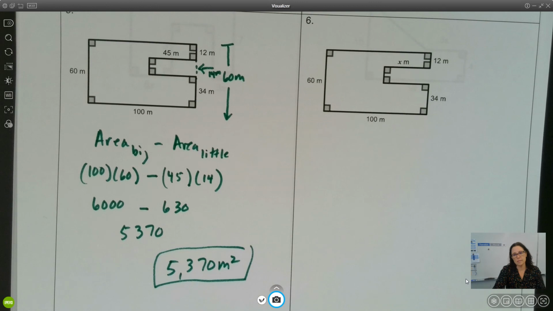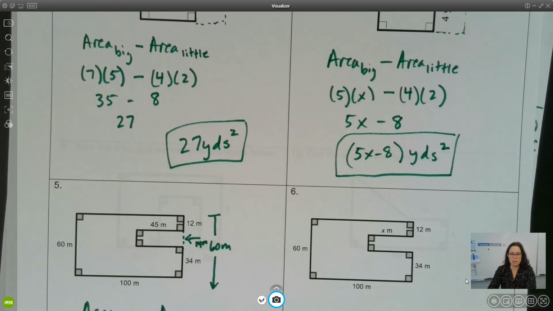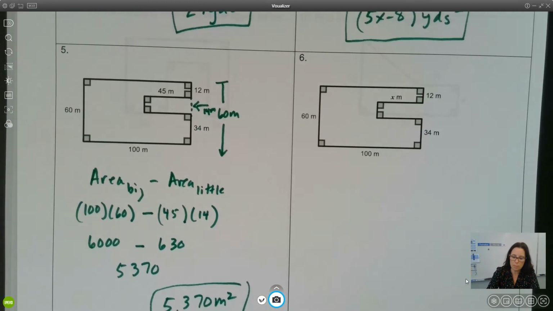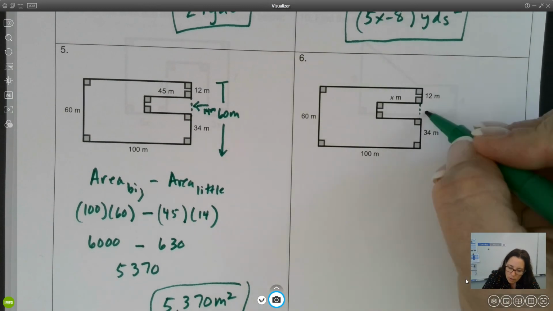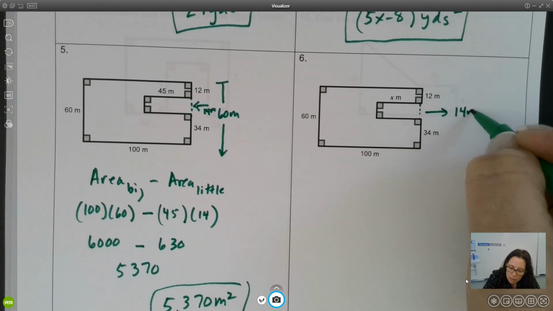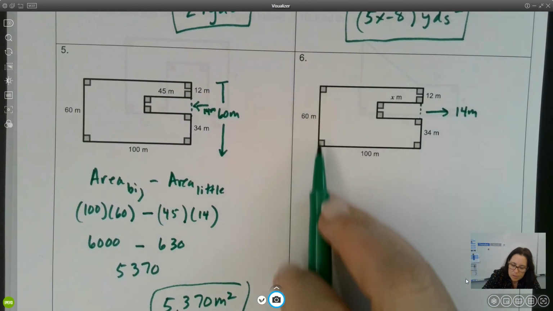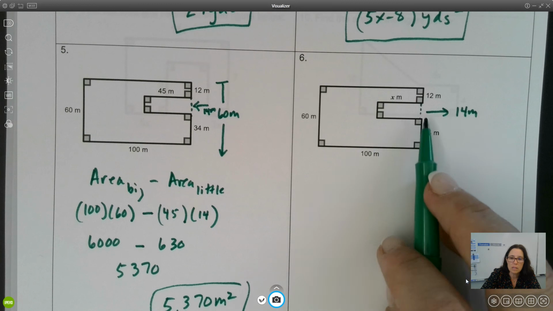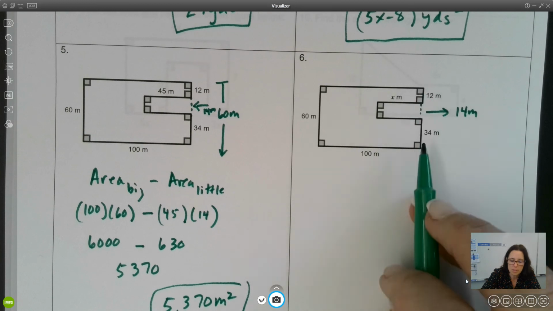Now it actually gets easier if you have an x. It's not as much to compute, as you would notice back up here. You didn't have to do anything more with this. Same thing will happen here. I'm looking at that little chunk there, and it's going to be the same thing. This little chunk right here is 14 meters because the whole thing is 60, and we've got a 12 and a 34 piece already. So 14 would be the leftover to make this whole thing 60.